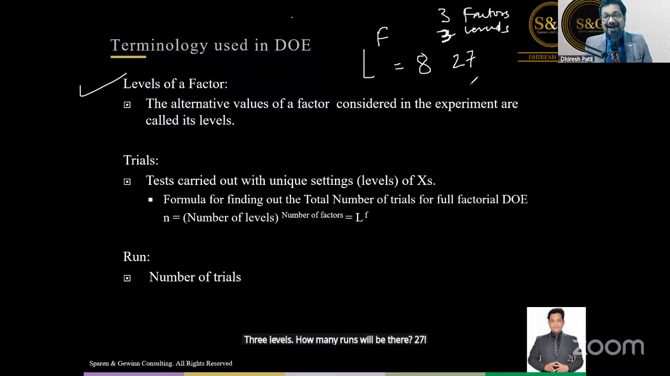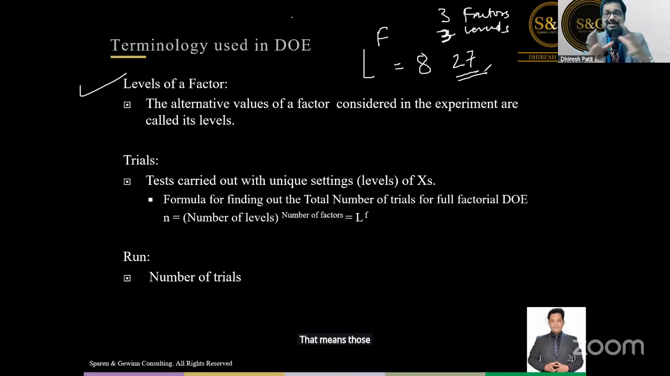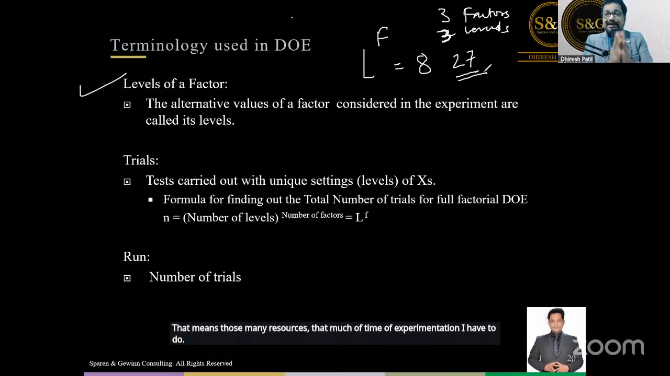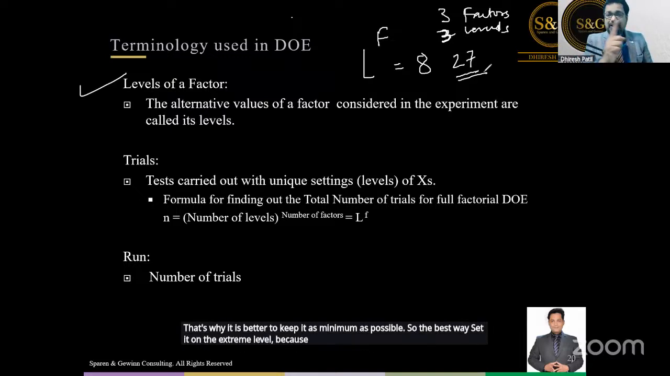27. Are you observing this? Just 1 level I introduced, but the experimental runs have gone exponentially high from 8 to 27. That means that many resources, that much time of experimentation I have to spend. That's why it is better to keep it as minimum as possible.